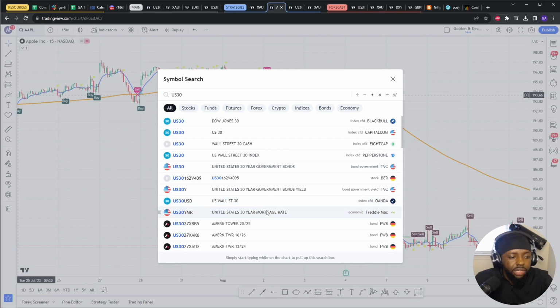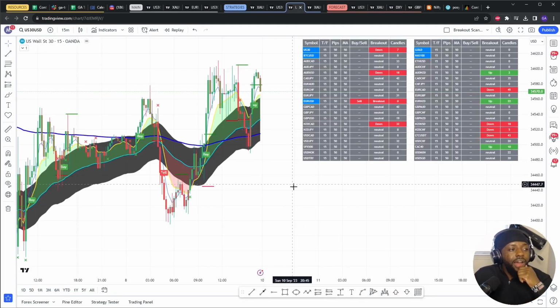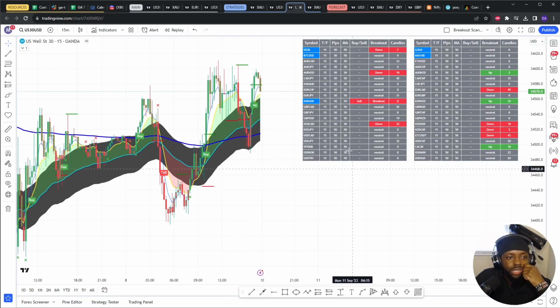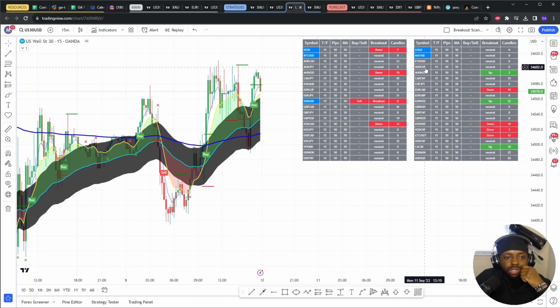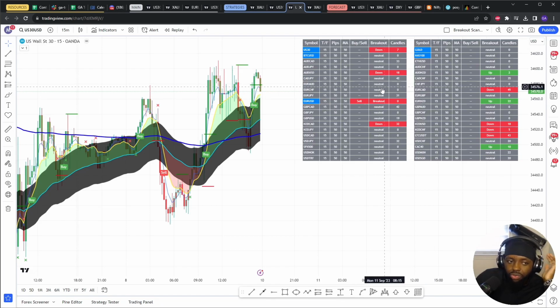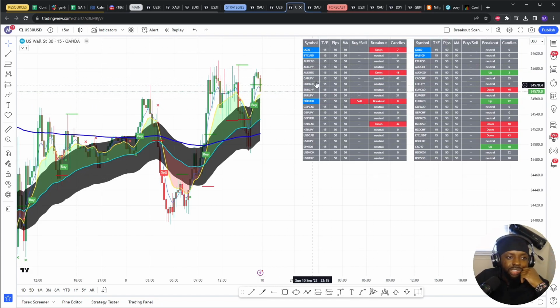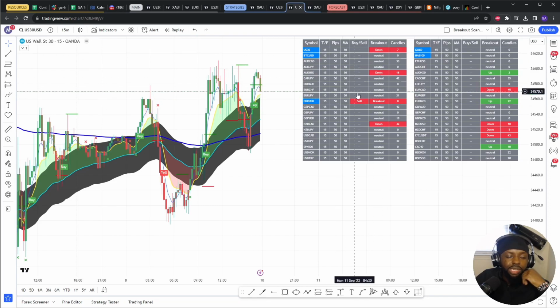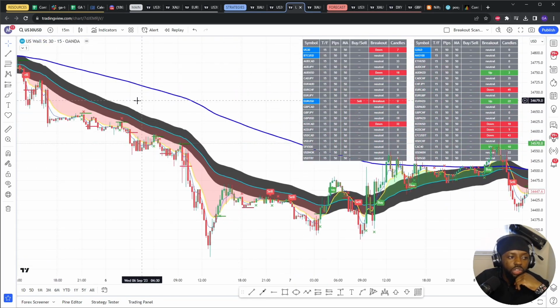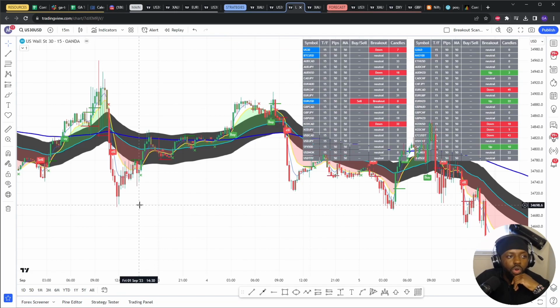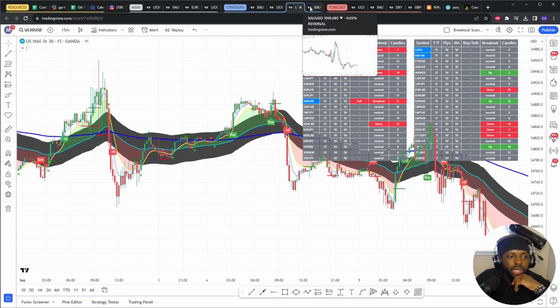So I'll just put this back to US 30. This right here is our breakout scanner. So what the breakout scanner shows us, we have access to all this. There's a bunch of instruments you can trade on TradingView, but these are just some of them that are coded into the indicator. So it just tells you out here if an instrument is breaking out based off of the time frame you put in here. And again, you can use the breakout scanner to enter into trades based off of the confluences.